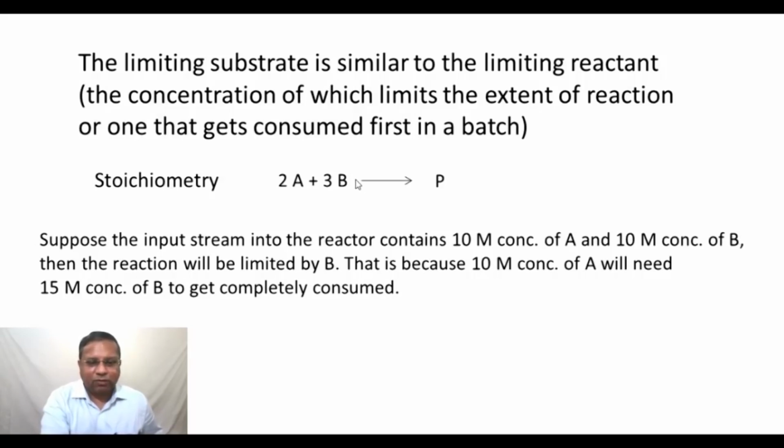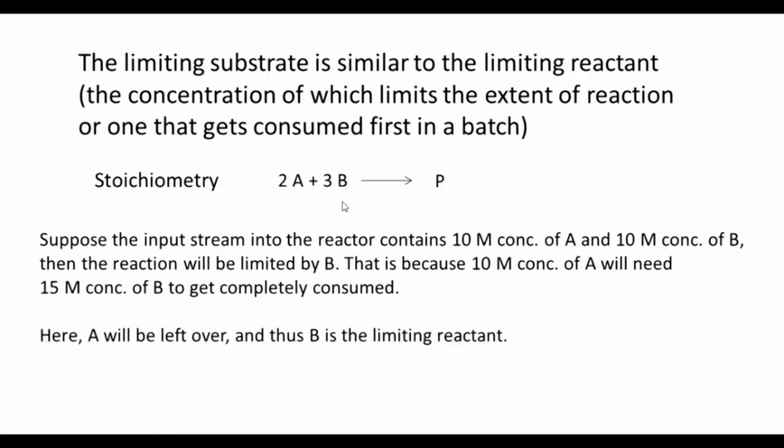Then the reaction is going to be limited by B. This is because the 10 molar concentration of A would require 3 by 2 into 10, that is 15 molar concentration of B, to react completely. Since only 10 molar concentration of B is present, B will limit the reaction, and A will be left over. Therefore B is the limiting reactant.